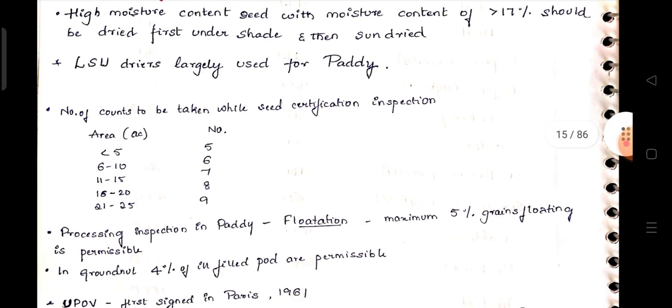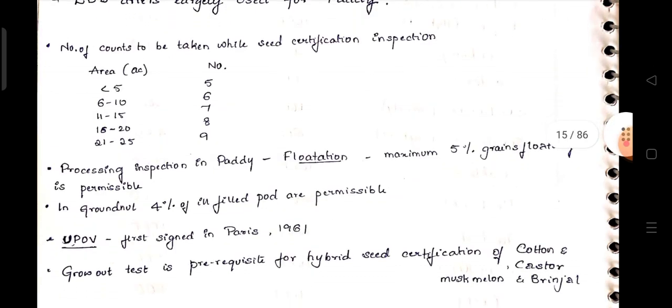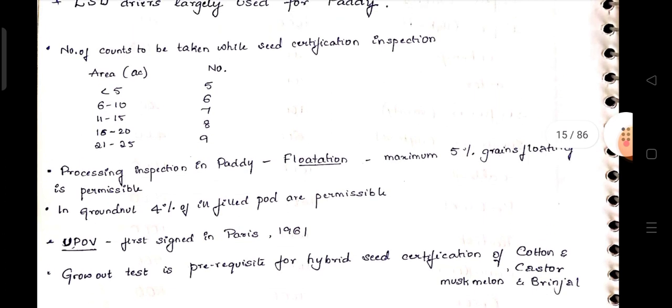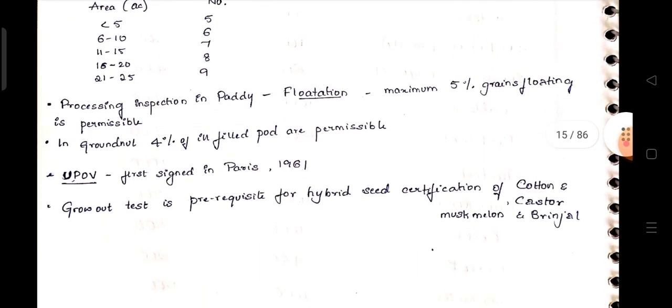Number of counts to be taken while seed certification and inspection: if the area is less than 5 acres, 5 counts are taken; 6 to 10 acres, 6 counts; 10 to 15 acres, 7 counts; 16 to 20 acres, 8 counts; 21 to 25 acres means 9 counts are taken. Random positions are fixed and moved in that direction, and the counts are taken. Processing inspection in paddy by flotation, maximum 5% grains floating is permissible.